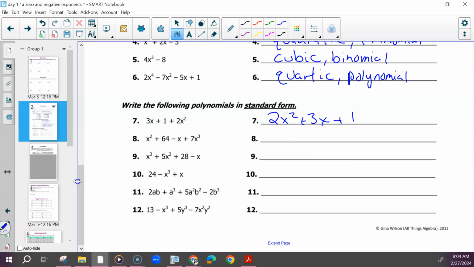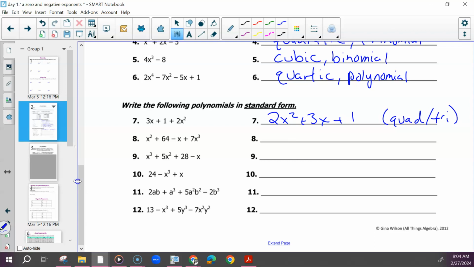And then just for practice, if we were classifying this, what would the degree and number of terms be? Quadratic trinomial. Yes. I'm just putting that off to the side. It didn't ask us to do that, but just so we're practicing.